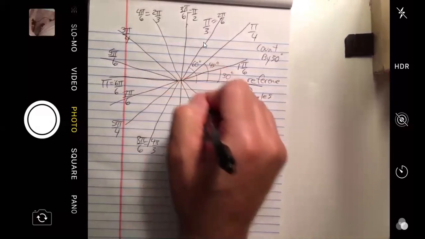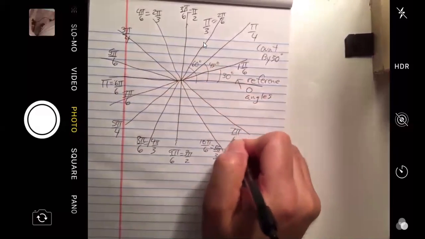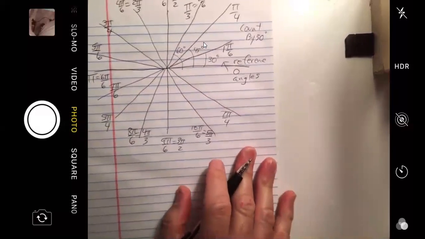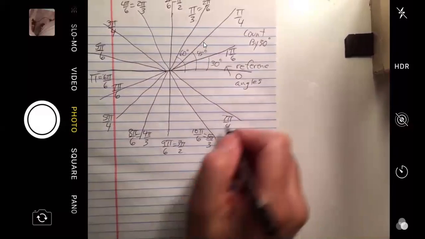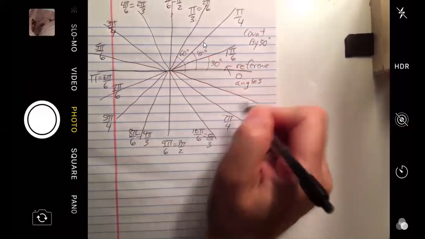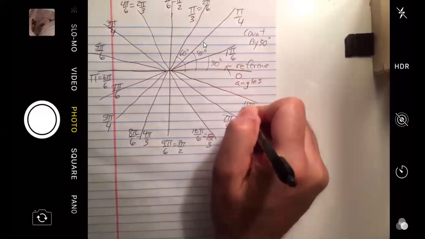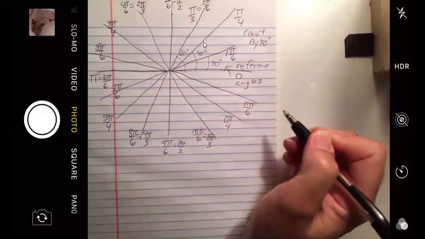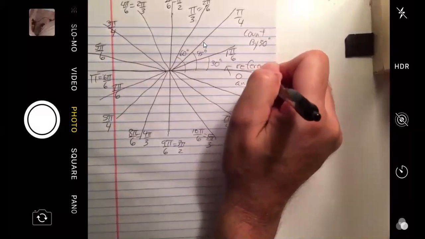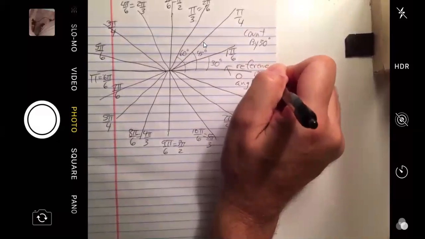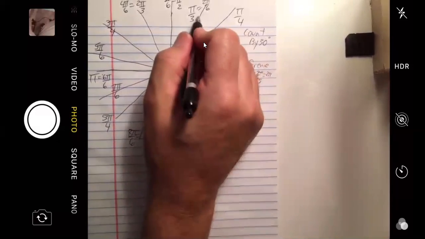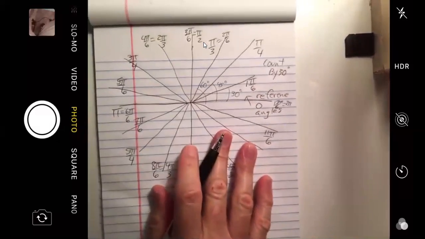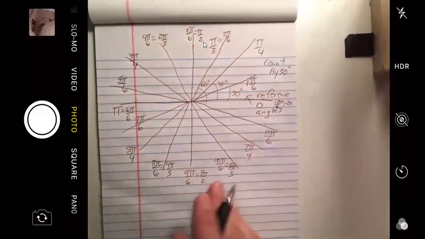Your next one, 7 pi over 4. Hope you all have this memorized as good as I do. I missed a couple of details earlier, but it's coming back to me. And then 11 pi over 6, because you're back to 12 pi over 6 here, which is 2 pi. And I could keep going. This would be 13 pi over 6, 14 pi over 6. If you just keep adding 2 pi, you just keep counting around.